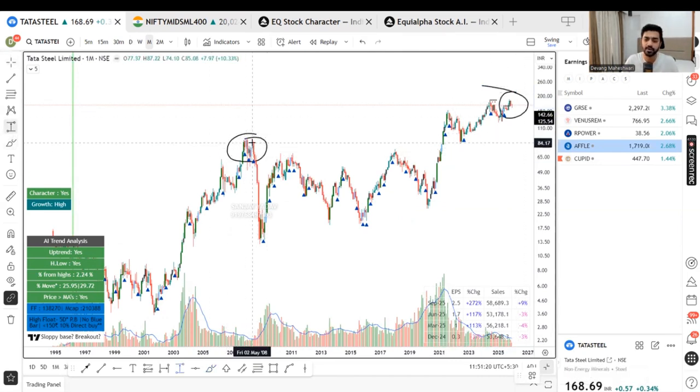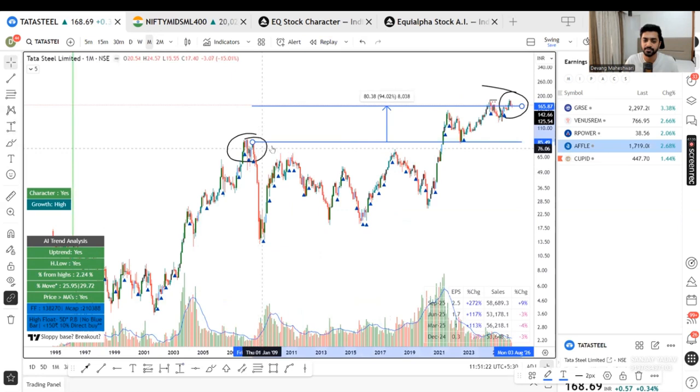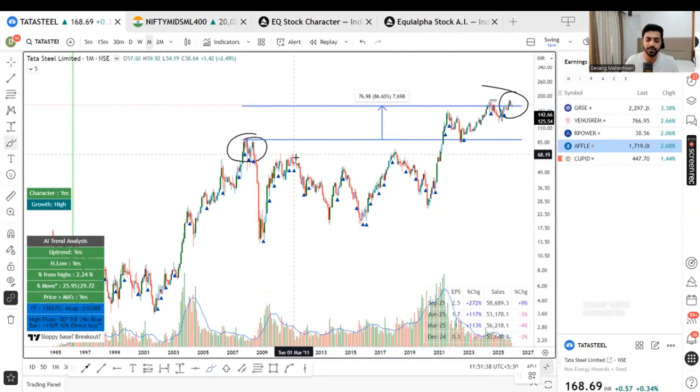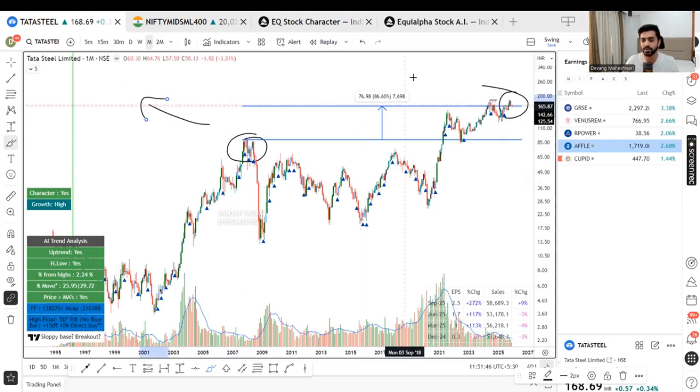If you see from January 2008 till here, that's 18, 19 years, it has moved only 86%. Plus you will get some dividend. But when you post this, people say it gave bonus, so it should have doubled. But this is adjusted for all things. So this is the reality of Tata Steel.